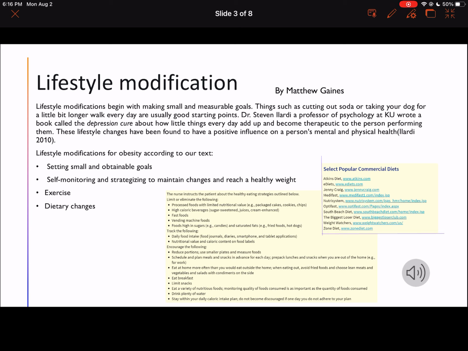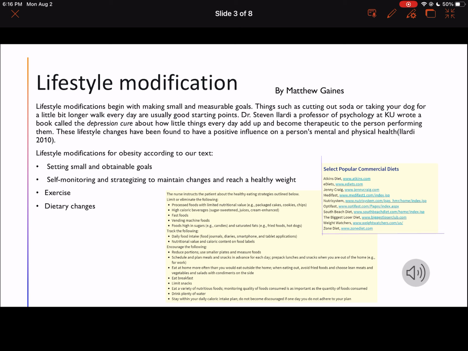Our book echoes this idea by giving us 4 main types of lifestyle modifications, the first of which is to set goals, but to make sure that the goals are small and obtainable and can be built upon later. The second is self-monitoring and strategizing to maintain the changes you or the patient have made. The third is to exercise. As muscles work, they burn calories. The more muscle you have, the more calories you burn. The more you run, the more calories you burn. This is all just to put you in a caloric deficit that burns at those fat stores.